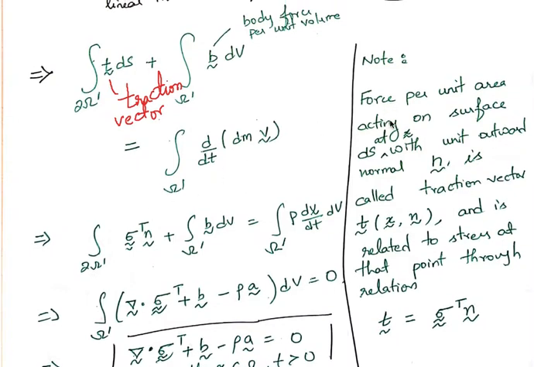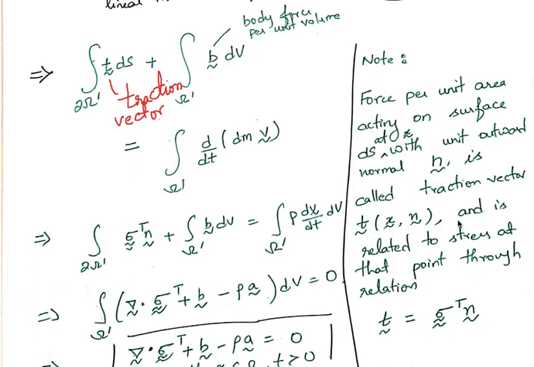What you need to know is that traction, so force per unit area acting on a surface with area ds at position x with unit outward normal n, force per unit area is called the traction vector and it is denoted by the letter T. It's a vector, so I am putting a tilde underneath it. It's a function of the position and it's also a function of the plane on which we want to evaluate the force per unit area.